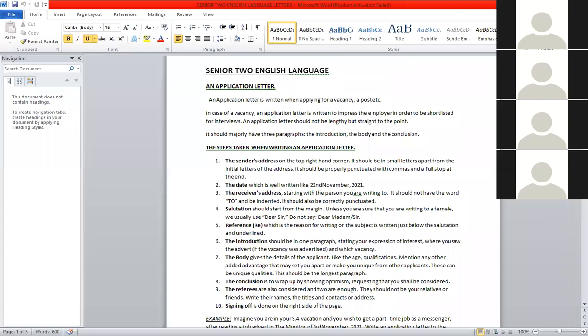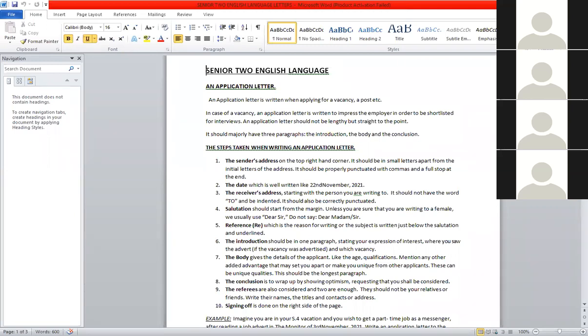Okay, and an application letter should not be lengthy, but straight to the point. Remember, you might be so many. So if you write an application letter on 4 pages, the person won't have the time to read your letter. So it has to be, at least if I might say, on 1 page.